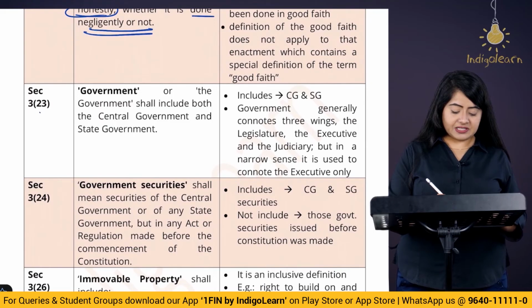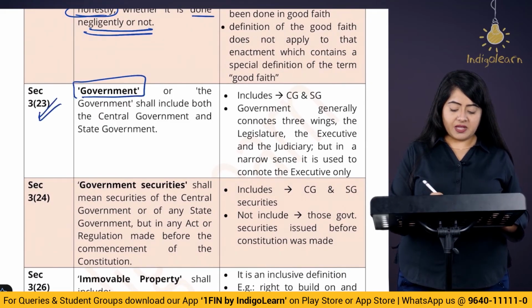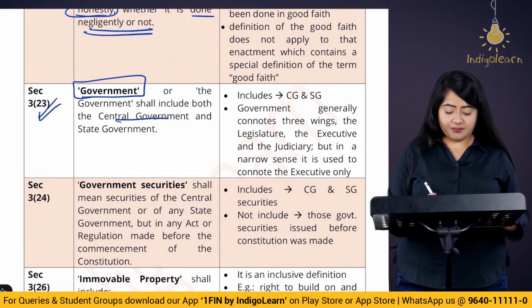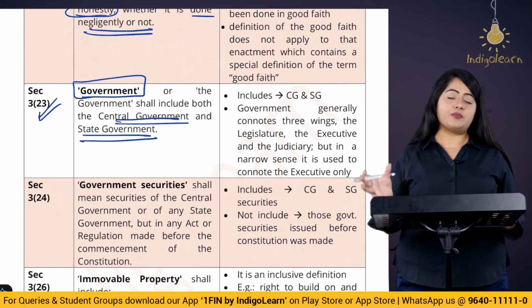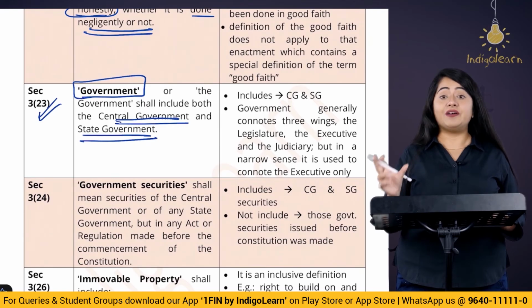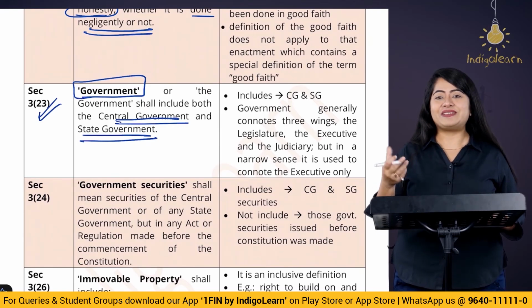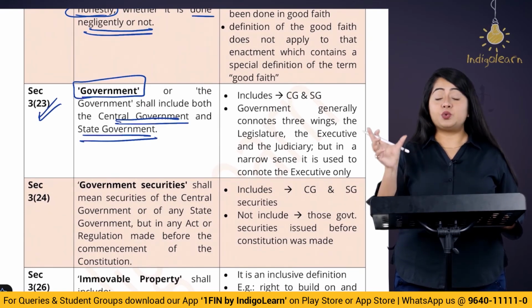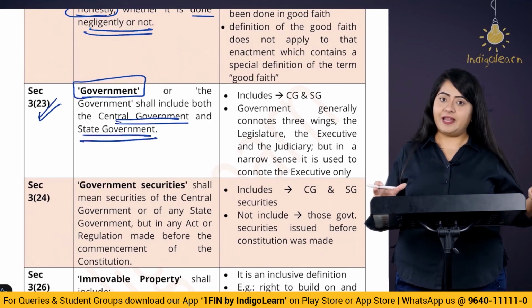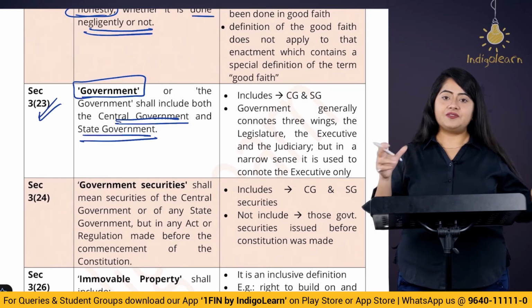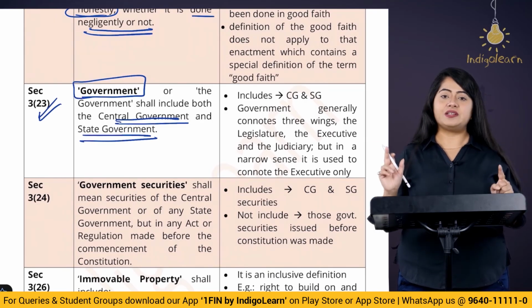The next clause we are discussing is clause 23, which talks about government. What is government? Government means central government as well as state government. Simple point: both central government and state government are included in the definition of the word government according to the General Clauses Act. So, if the word government is used in any of the statutes, then if it is properly defined there, we are going to use that definition. Otherwise, we are going to use this definition which is stated in our General Clauses Act.